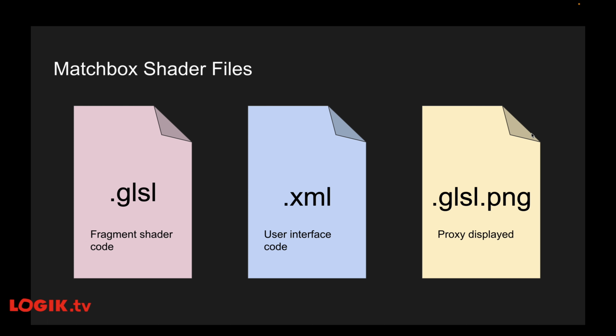Lastly, we have a PNG file, which is the file that contains the proxy icon that is shown when we browse for the Matchbox on the server. And these 3 files that make up a Matchbox shader all need to be named the same way. The only difference is going to be their extension, the .glsl, .xml, and the PNG.